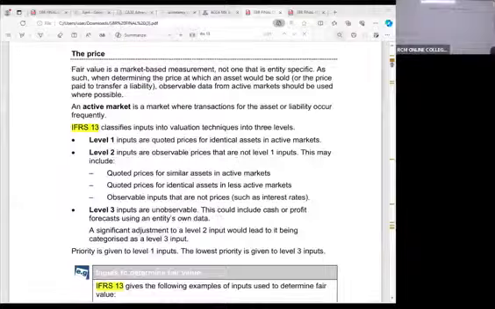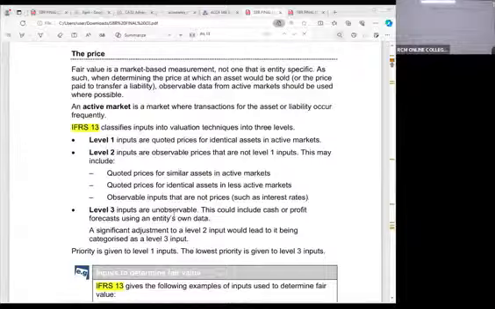Here the inputs are unobservable. There is nothing really that is identical or similar to the Holy Family Basilica that you can use. So the inputs here are unobservable. The level 3 inputs are unobservable. This could include cash or profit forecasts using an entity's own data.